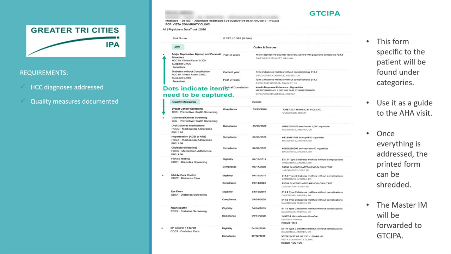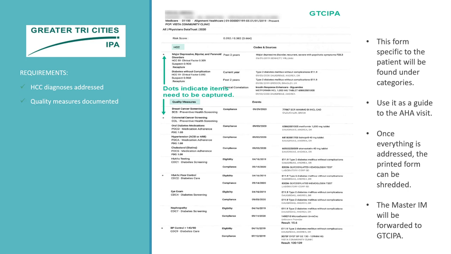This is showing the HCC codes at the top. In this case, the first one has the dot next to it. This means that it's not been captured this earlier year, and that still needs to be addressed. You can see the dates to the right of it. It was addressed in 2019. For the diabetes without complication, this one has been captured, and you can see the date to the right as well.